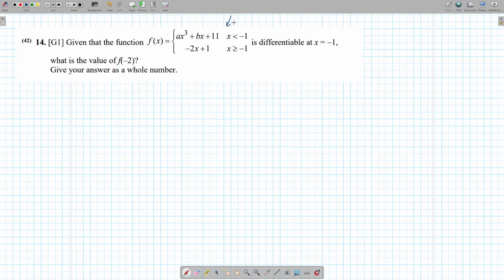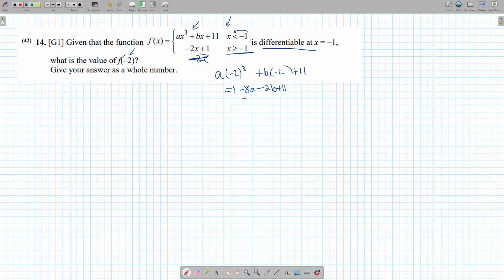They're saying, given that this function is differentiable at x equals -1, so they're telling me it's differentiable, what's the value of f of -2? First, f of -2 means what? Maybe they meant f prime? Because f of -2 means you just substitute -2 here. Let me check. Yes, f of -2, -2 is before -1, so you substitute -2 into the first function. So it's a times -2 cubed plus b times -2 plus 11. So you get -8a minus 2b plus 11.